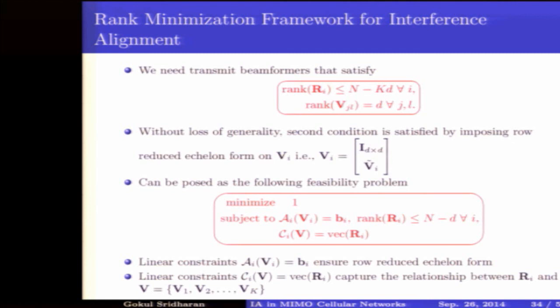All you're looking for is a set of V_i that satisfy this rank condition and this set of linear equations. So it's natural to think of this as a feasibility problem: minimize 1 subject to the set of linear conditions coming in from here, the rank condition on R_i, and the relations governing V and R_i. You can think of it in this manner, but dealing with rank in a constraint form is pretty hard.